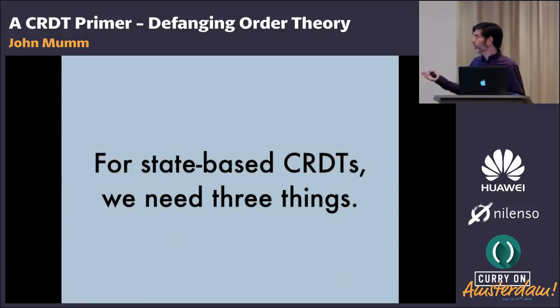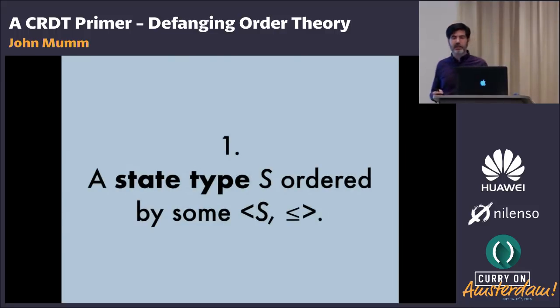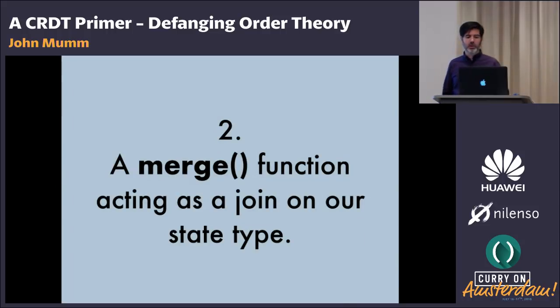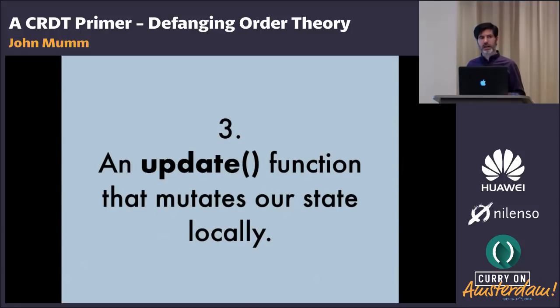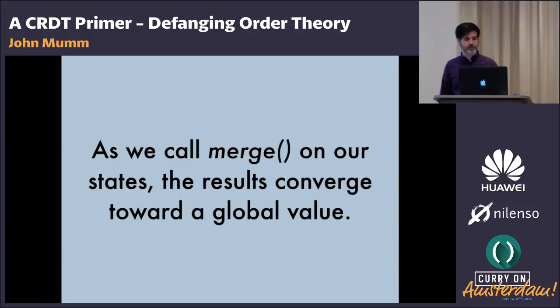So for state-based CRDTs, we're going to need 3 things. We're going to need a state type that's ordered by some order, the sort of thing we've been talking about so far. And that state type is going to represent the local view of a node. We're going to need a merge function that we use to merge 2 of these CRDTs together. And this merge function has to act as a join on our state type. Finally, we need an update function. This is what we call when we get a bird click. We call this update function to mutate our state locally to capture that new information.